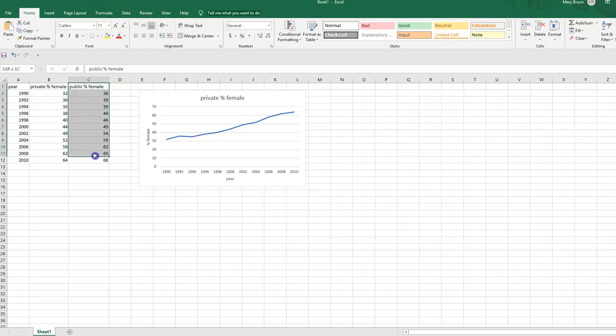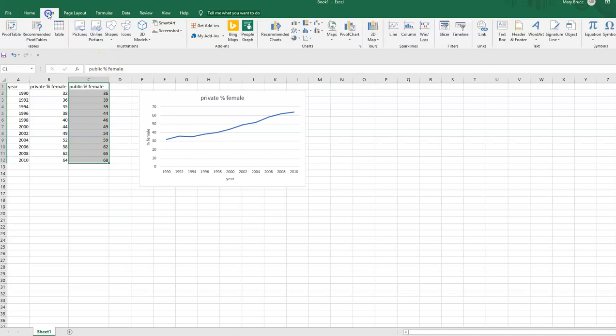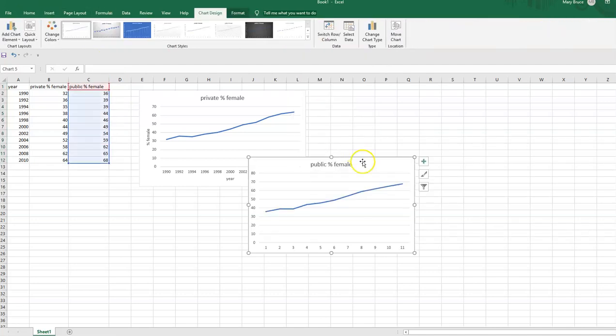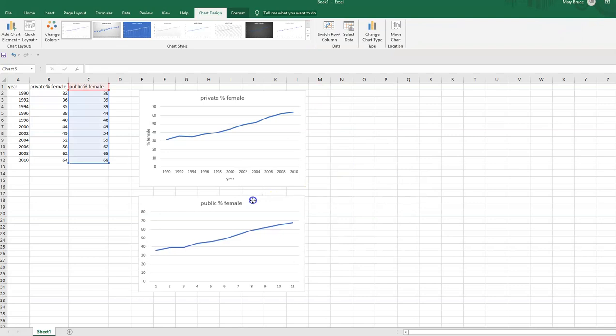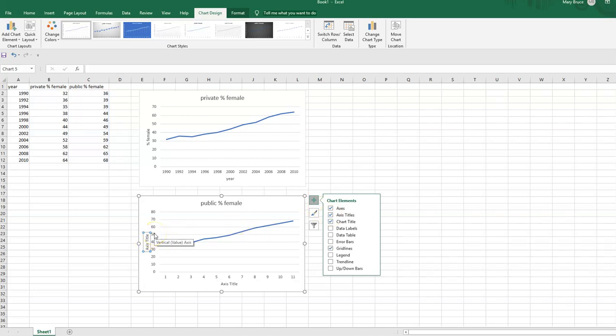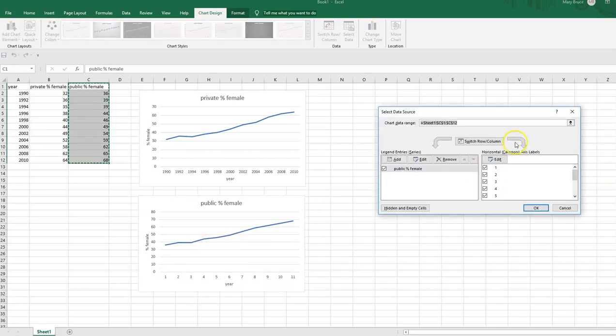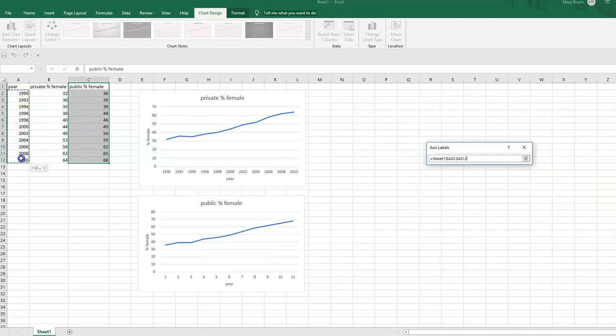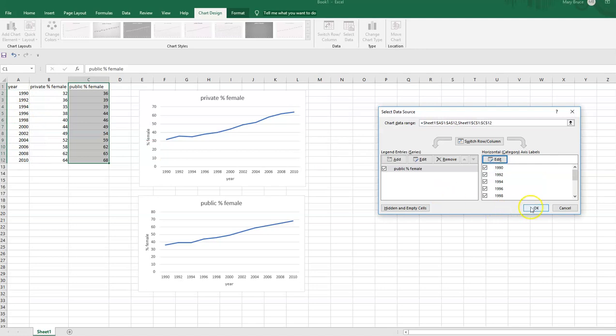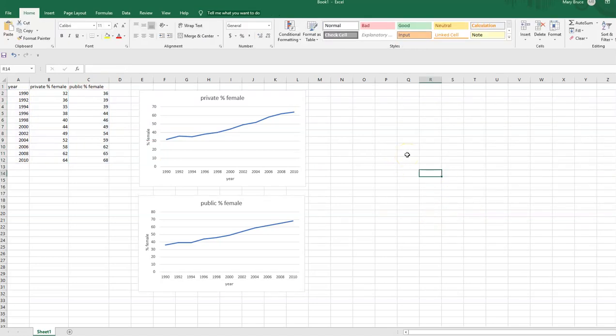Similarly, we could take the public university information and have the exact same thing. Insert line graph. I'm going to move that down here. Click this plus sign, put in an axis title of percent female. Come down here and put year again. Highlight the bottom axis and right click to select data. Horizontal category axis labels, I'm going to click edit and click and drag down my years. Click OK, and click OK again. So I could have these two separate graphs here.